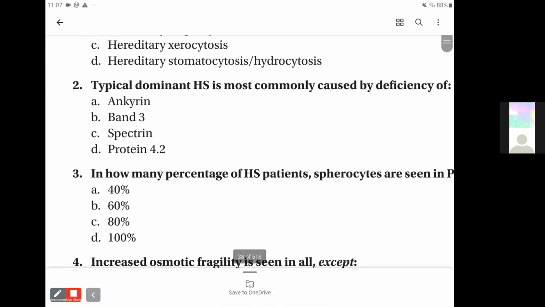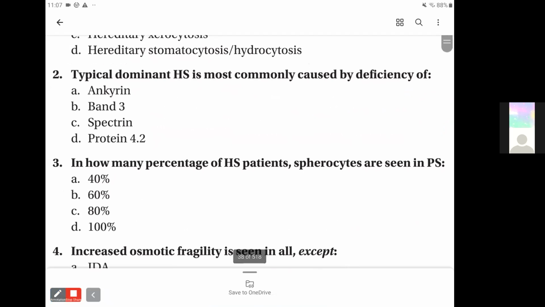So now regarding this second MCQ, in which they have mentioned the dominant type of hereditary spherocytosis. Now the second MCQ is regarding hereditary spherocytosis, and they have asked about this dominant form and what deficiency it causes.